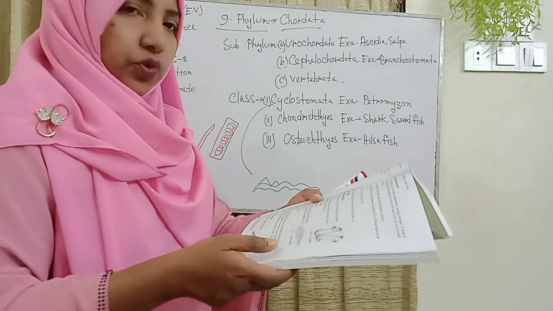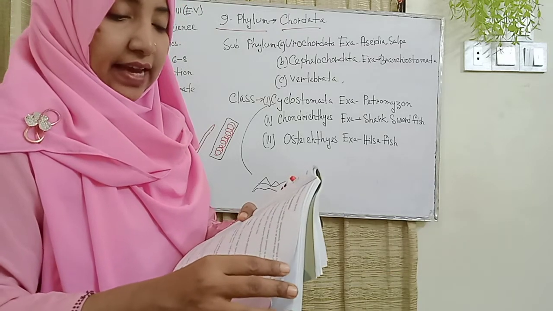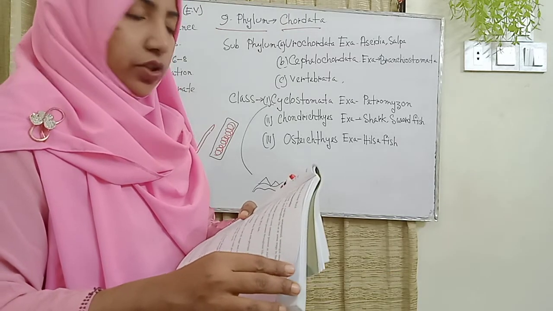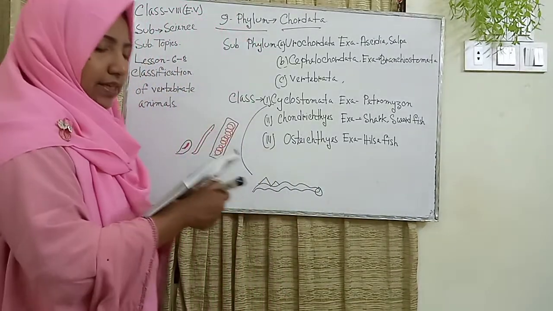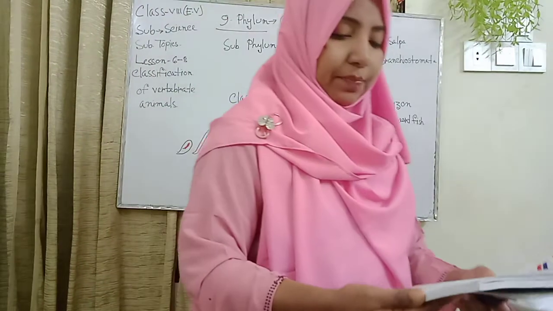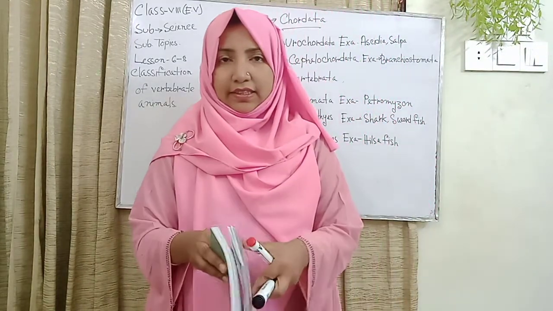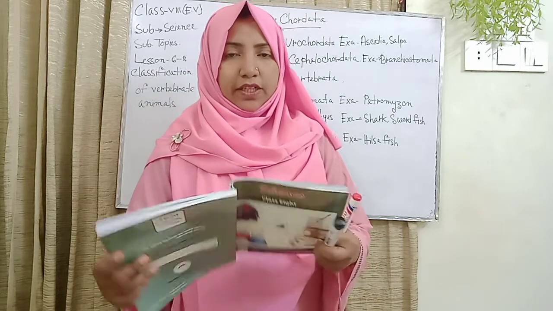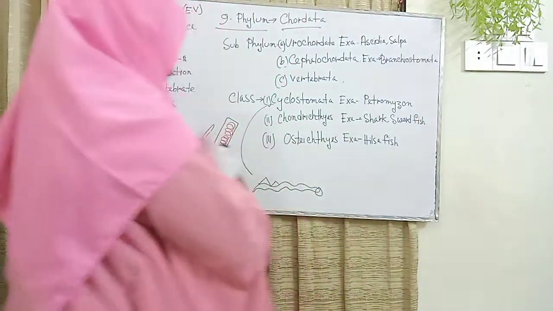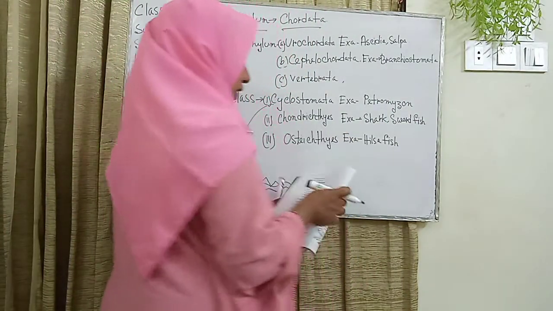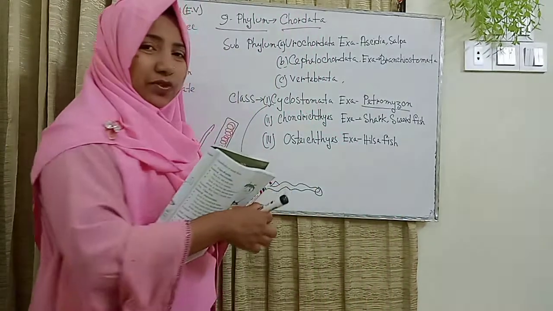True jaws and paired appendages are absent. That means they have a mouth-shaped structure, but appendages are absent. Again, please everyone turn the page. Respiration is by gills. The example is Petromyzon.